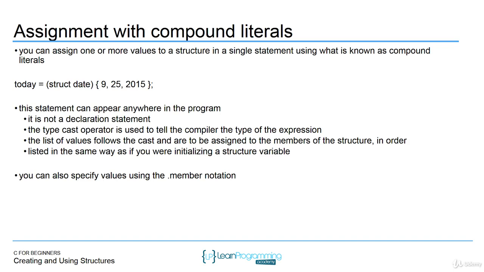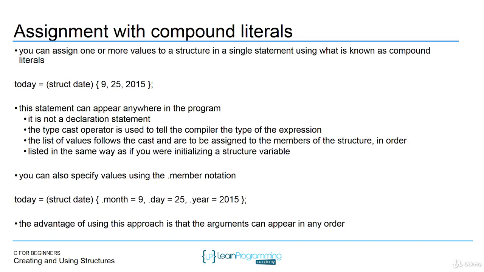You can also specify values using the dot member notation, as I mentioned. You would just have to do it in one line like this or on separate lines. And this way it sort of looks like the initialization, but you're still doing the compound literals. The advantage of using this approach is that the arguments can appear in any order. So just like previously. Again, the key difference of these assignments is it's not happening in the initialization. You're doing it somewhere else in the program to assign new values to that type.